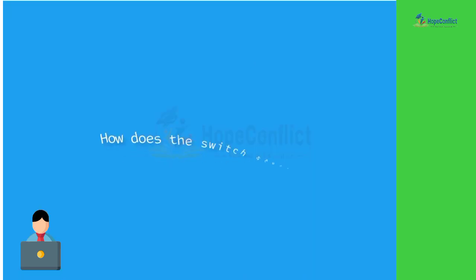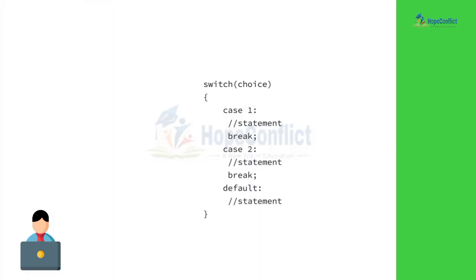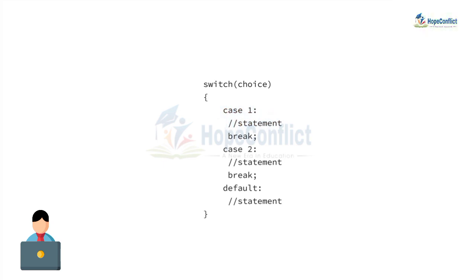Now let us see how the switch statement works. It will check the cases one by one from the top, and if any case matches, the particular block will get executed. So here, if choice equals 1, then case 1 will get executed. And if none of them match, then the default case will get executed. Here, if choice is not equal to 1, then we check if it is equal to 2. And if it is not equal to 2 also, then the default case will get executed.